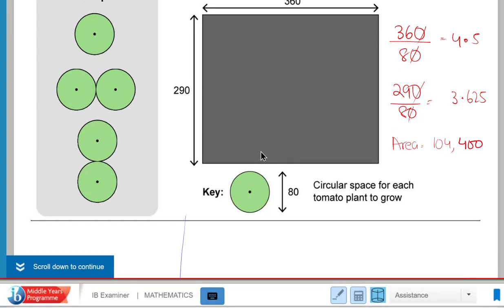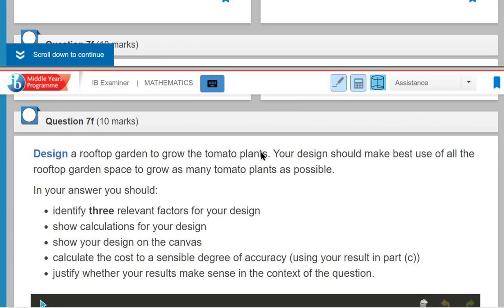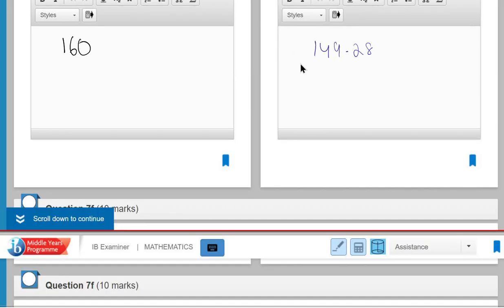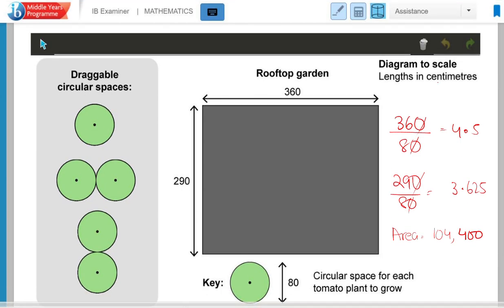How do you divide it efficiently? What's the best way to do it? The best way is by making sure that each and every value is contained within that total area. The best way to use this space is by understanding that 4.5 does not exactly mean 4.5. It means the minimum value is 4. If you multiply 4 with 80, we get 320. So we are saving 40 centimeters of space.